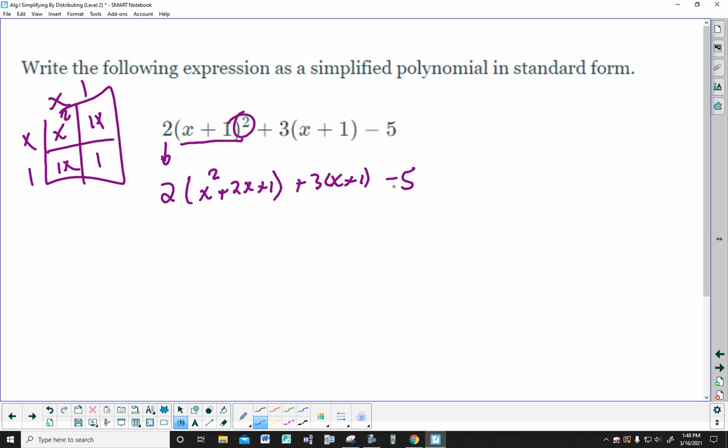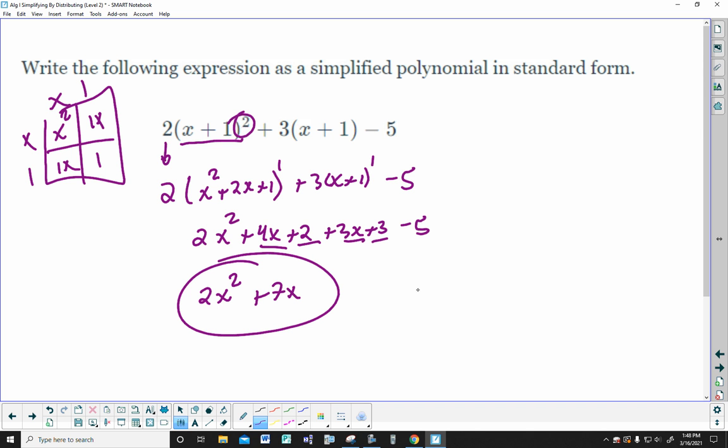It hasn't gone anywhere. Now, because this exponent outside the parentheses is 1, I can distribute everything inside. So 2 times everything in there is 2x squared plus 4x plus 2. 3 times everything in there, and then the minus 5. And now you're collecting like terms. That's the only square, so 2x squared. And there's a 4x and a 3x, which makes 7x. 2 plus 3 is 5, minus 5 is 0. So that would be your final answer.